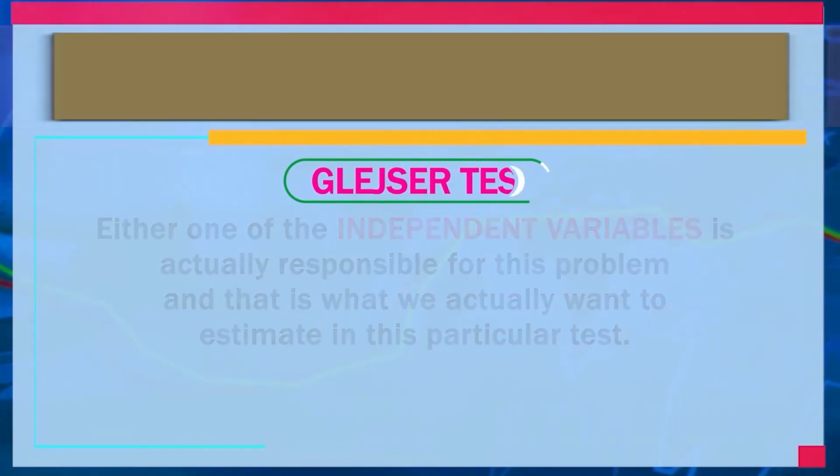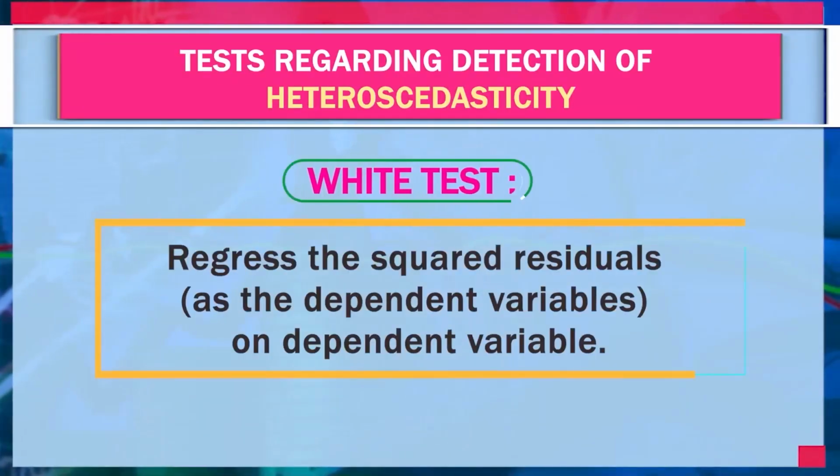So the Goldfeld-Quant test actually goes for the observations, which are ordered in terms of the groups, but the Glejser test is identifying a variable responsible for the problem. Either one variable or a group of variables may be responsible for this absolute value of the error term, which is significantly different from 0 or not different from 0. Another robust test to confirm both Goldfeld-Quant and Glejser is the White test.